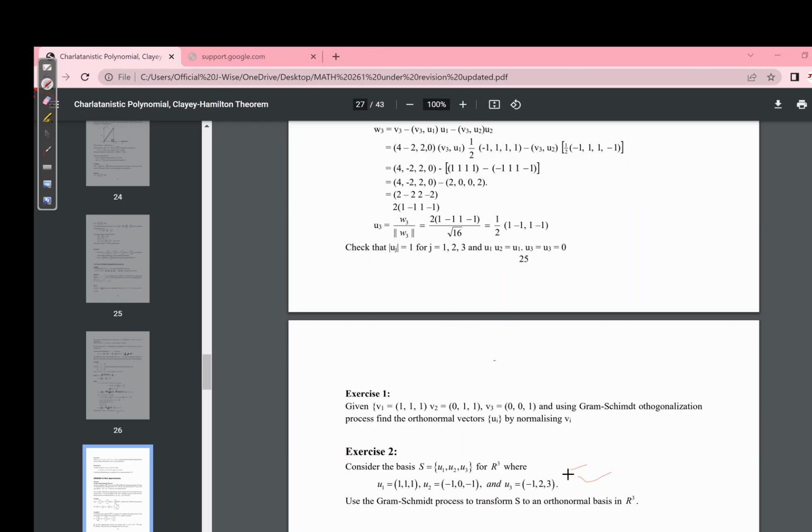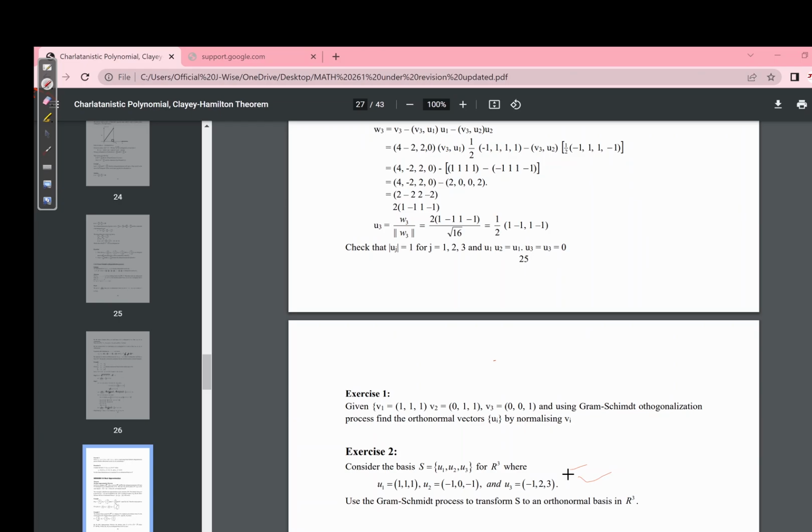Okay, so we have a basis S that contains 3 vectors u1 u2 u3, where u1 equals 1 1 1, u2 equals negative 1, 0, negative 1, and u3 equals negative 1, 2, 3. We are to use the Gram-Schmidt process to transform S to an orthonormal basis in R3. Okay, that's the question. Good. So now we have u1 to be 1, 1, 1, u2 to be negative 1, 0, negative 1, and u3.